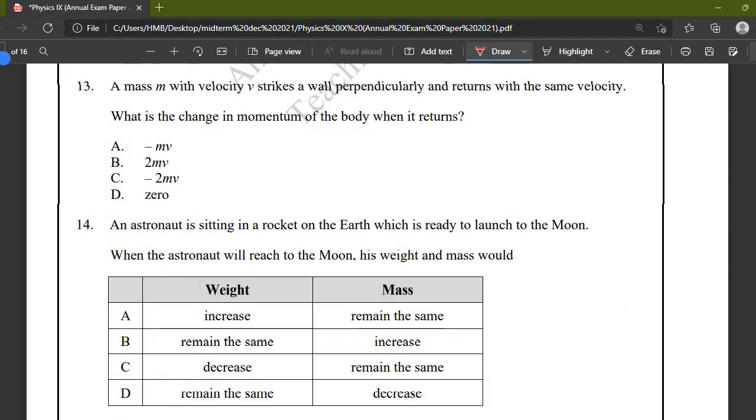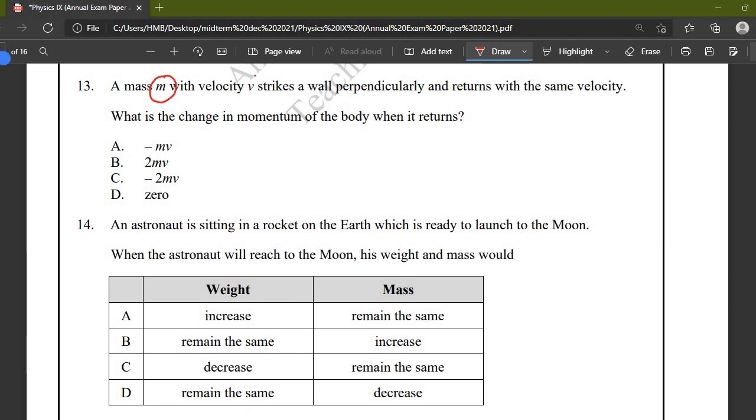Now let's see question number 13. A mass m with a velocity v strikes a wall perpendicular and returns with the same velocity. For example, we have a ball that has mass m and is moving in this direction with velocity v. It strikes the wall and bounces back with the same velocity v. What is the change in momentum of that body?